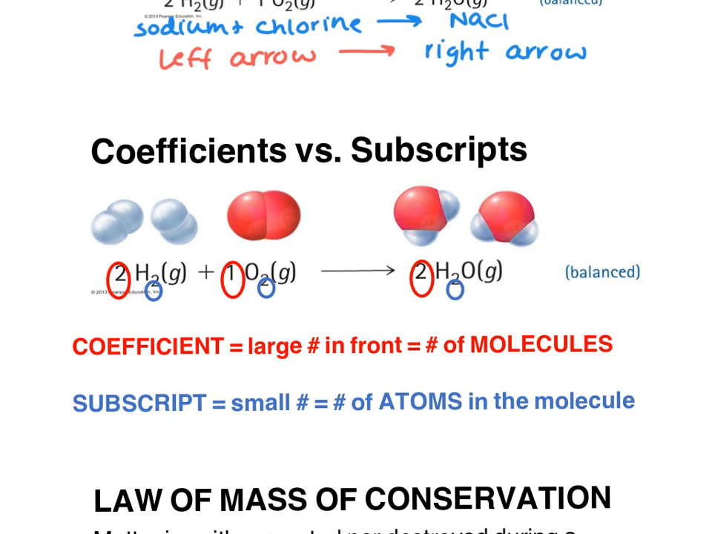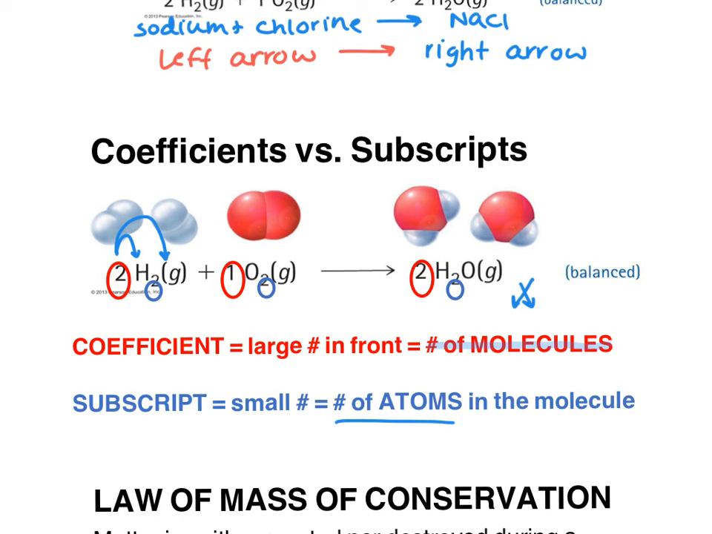As a reminder, my coefficients versus my subscripts are extremely important when balancing equations. I'm always going to have my coefficient as the larger number in front, and that will give me my number of molecules. So that is the one that I'm always going to end up distributing when I balance. My subscript is just the number of specific atoms in that molecule. This is the number I get when I do my crisscross.